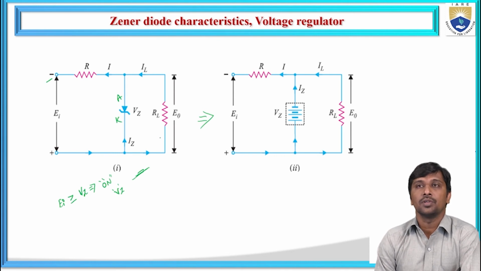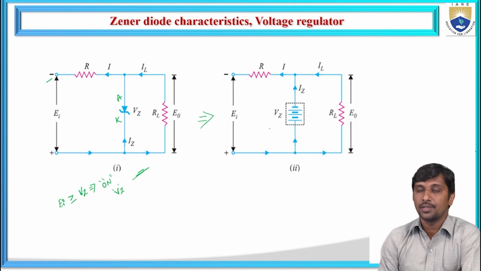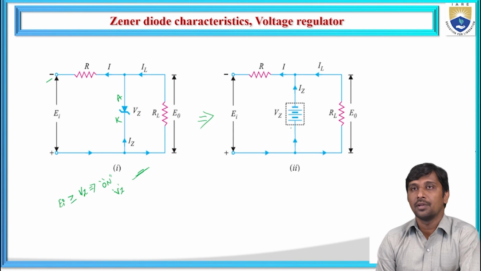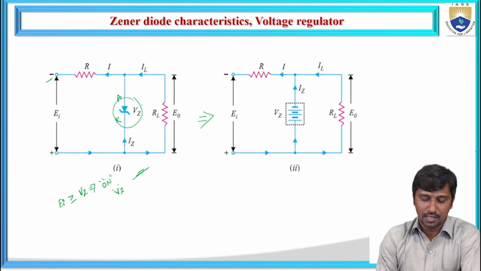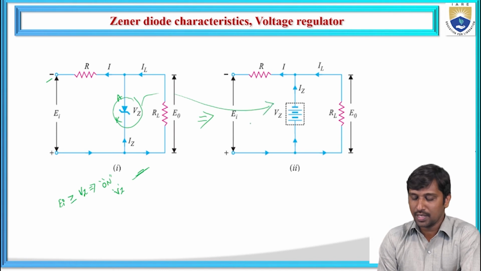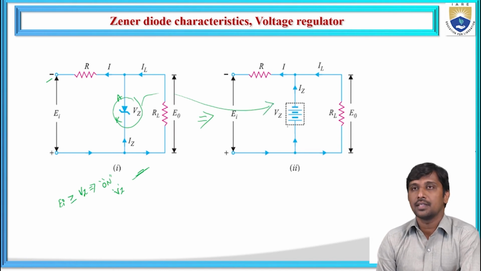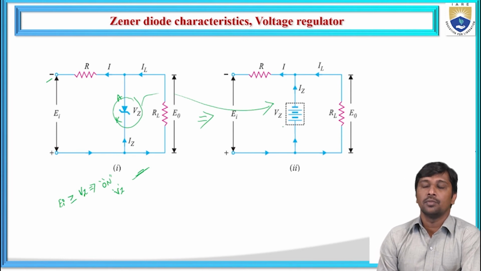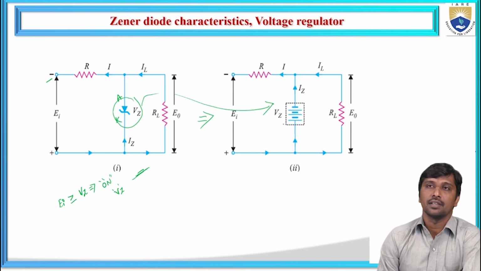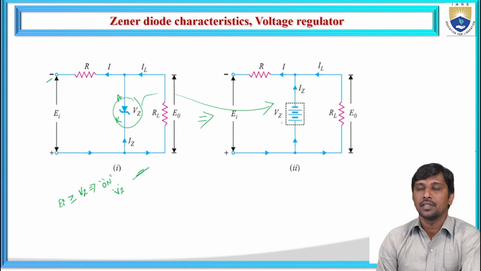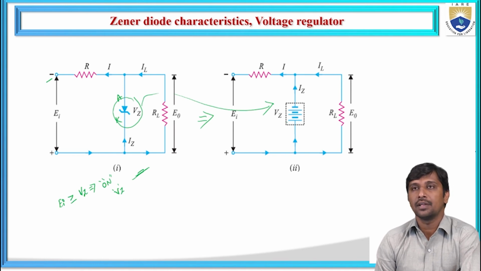Whenever your applied voltage reaches the Zener breakdown voltage, the Zener diode is replaced with an equivalent circuit, that is a voltage drop. At this point the voltage becomes constant. Whenever the Zener diode enters the Zener breakdown region, the voltage becomes constant. That voltage is represented as VZ.